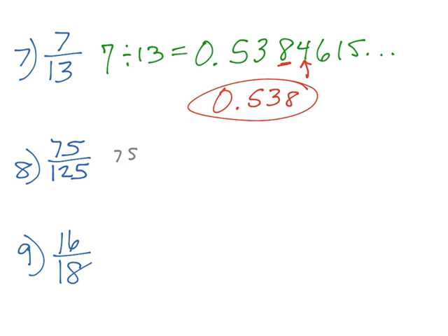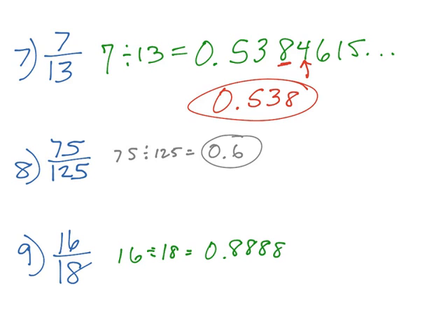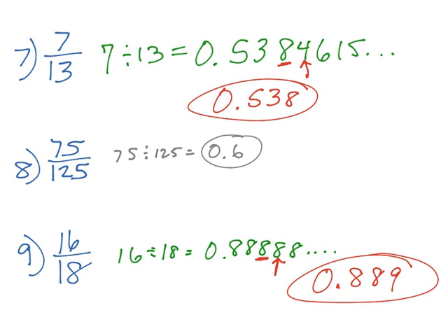When I take 75 and I divide by 125, it comes out nicely to just 0.6. And when I take 16 divided by 18, I get 0.88888, and it keeps going. So again, when I want to go to 3 decimal places, 8 tells me to round up, so 0.889.